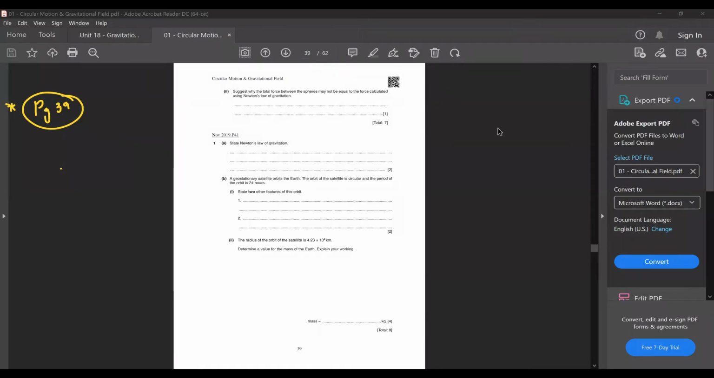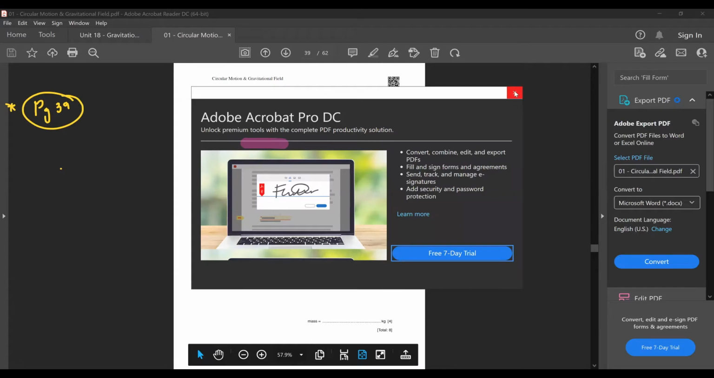Okay, right. So if you just look at page 39, this is another gravitational field question. The first thing they start off with is they ask you what's Newton's law of gravitation. Again, this is something that you will see quite often when you do your past year questions. So this one is November 2019 P41. Let me open the solutions. The definition is something that you can find from the notes.